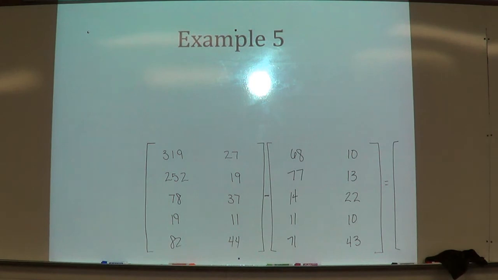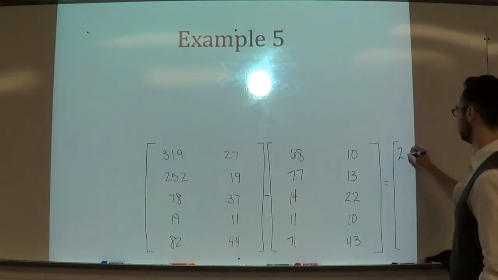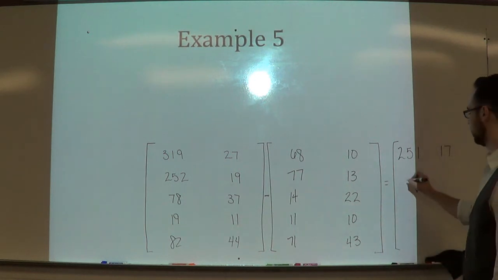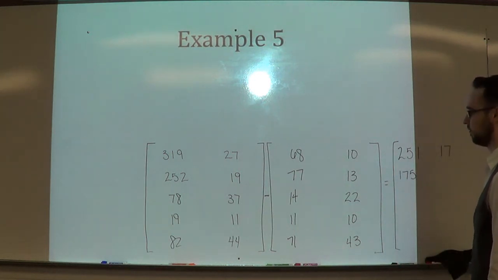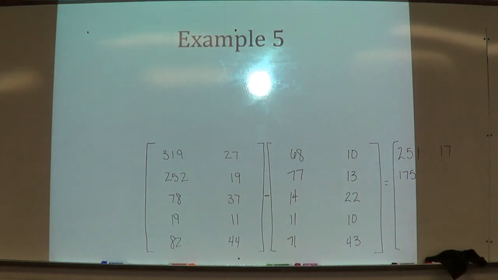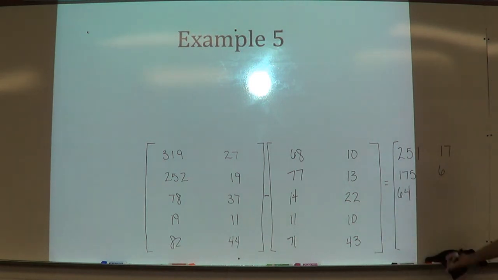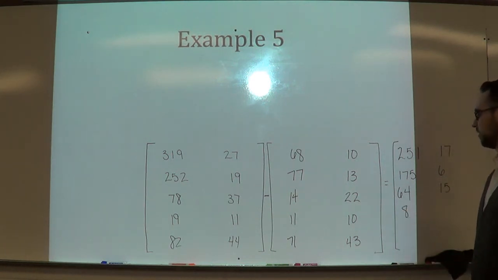So for that first one, we should get 251. The next one we have 27 minus 10, which is 17. 252 minus 77 is 175. 19 minus 13 is 6. 78 minus 14 is 64. 37 minus 22 is 15. 19 minus 11 is 8. 11 minus 10 is 1. 82 minus 71 is 11. And then 44 minus 43 is 1.